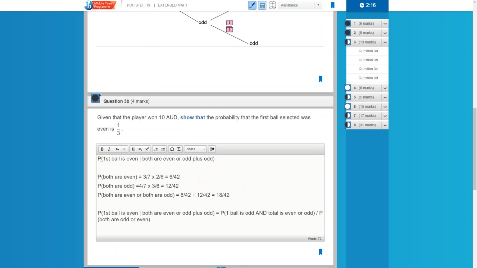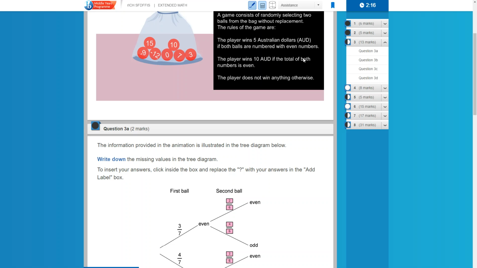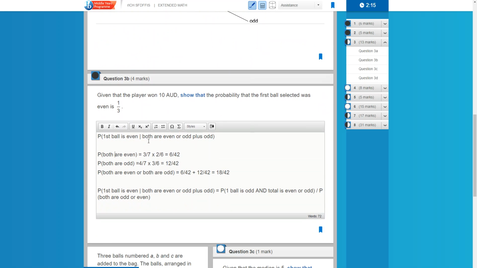So, just to go back, because I want to clarify it, even just for myself, we want the probability that, given that the total of both numbers is even, meaning they have to be both odd or both even, the first ball is even.